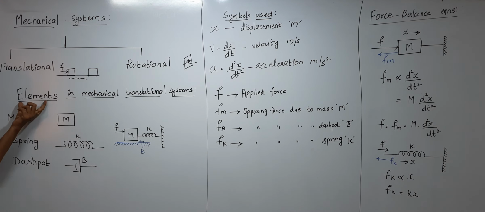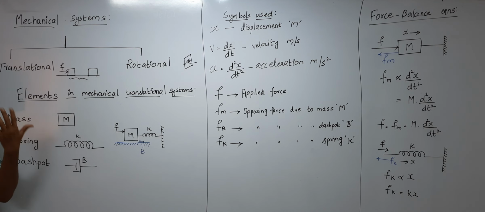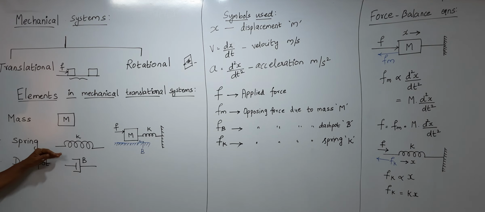Now we are going to see the elements in mechanical translational systems. This system has three basic elements. The first one is mass, which is represented by a box with the letter M inside, and it is measured in kg. It is nothing but a weight. The second one is the spring. This is the symbol of the spring. It is just like an elastic band, which we can either stretch or compress, and its notation is K.